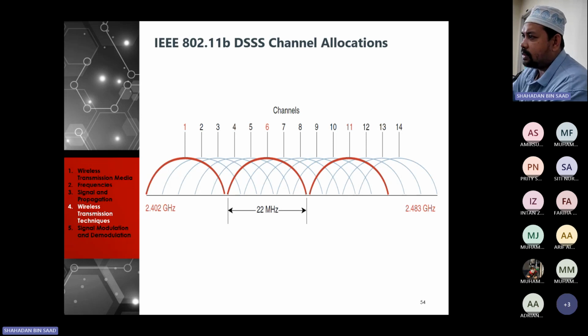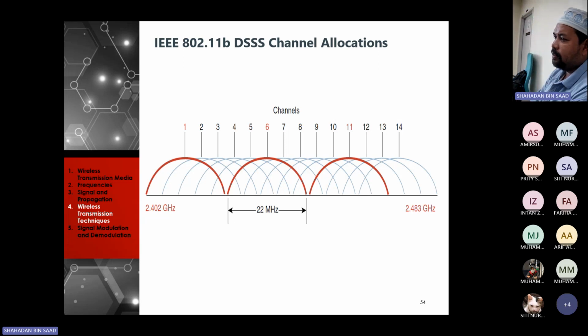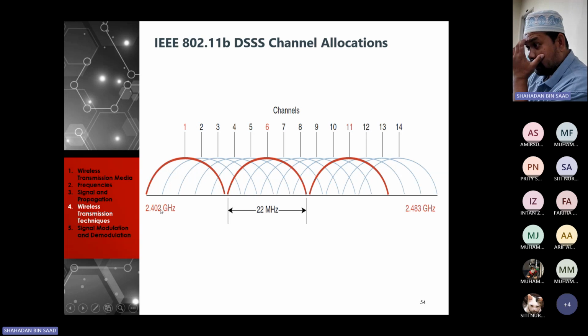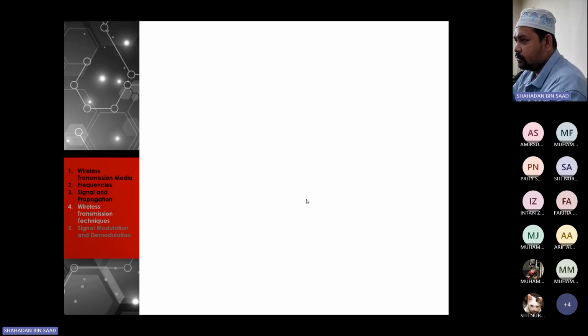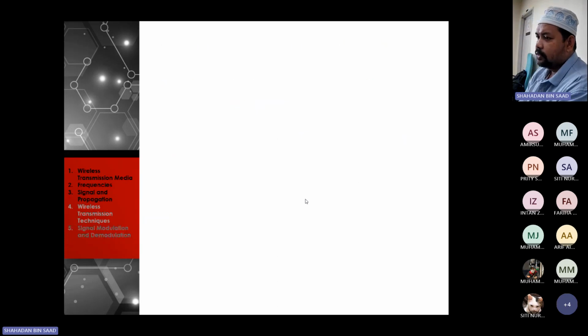Alright, so untuk DSSS channel allocation, IEEE 802.11b DSSS channel allocation. So kita pakai channel 1, channel 6 and channel 11. So dia tak overlap, nampak? So dia bagi kan 2.402 GHz. So untuk satu channel tu kita boleh cover 22 MHz. 22 MHz. So any question?